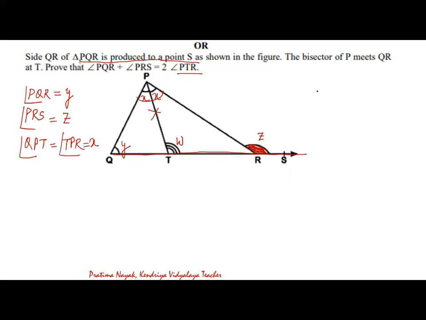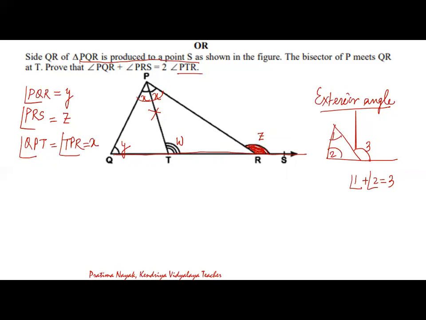So now I'll apply the exterior angle theorem. What is it? When one side is produced, the exterior angle is the sum of the two interior angles. Angle 1 plus angle 2 is equal to angle 3. So from the figure, where you are getting all exterior angles, first in triangle PQT, W is the exterior angle, isn't it? So W is equal to X plus Y.